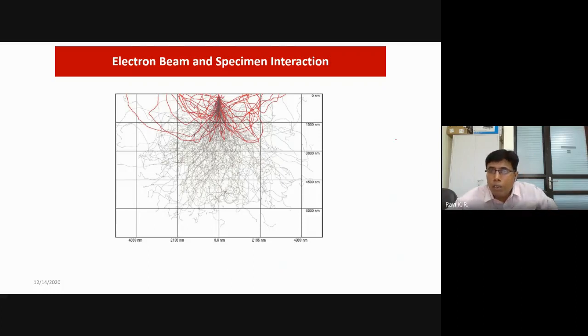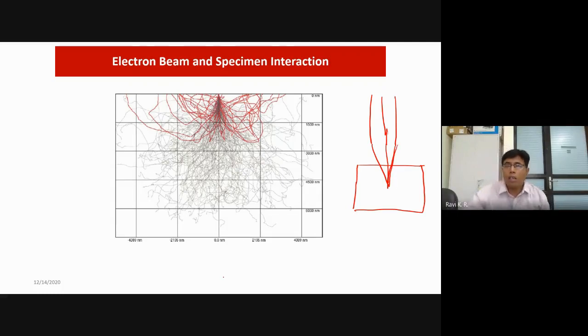Okay, now let's say that you got electrons. Now it is getting focused. What we are going to do is focus on the sample. Let's say this is your sample. Okay, so this is your surface.